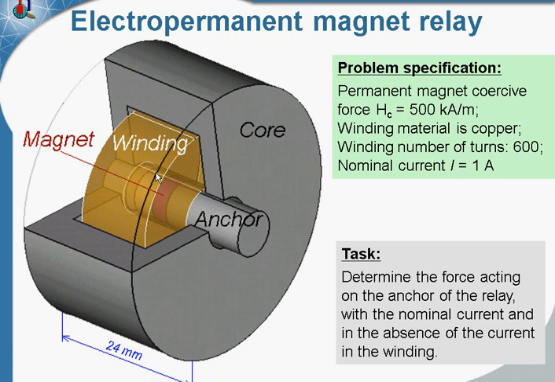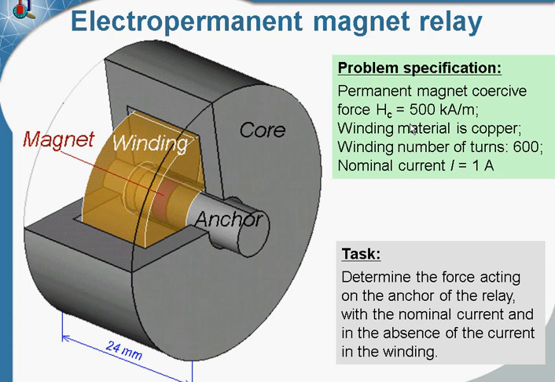Relay consists of a coil winding placed inside the ferromagnetic core and a movable anchor that incorporates steel parts and a permanent magnet. Permanent magnet coercive force is 500 kA per meter. Winding number of turns is 600 and the rated current value is 1 ampere.